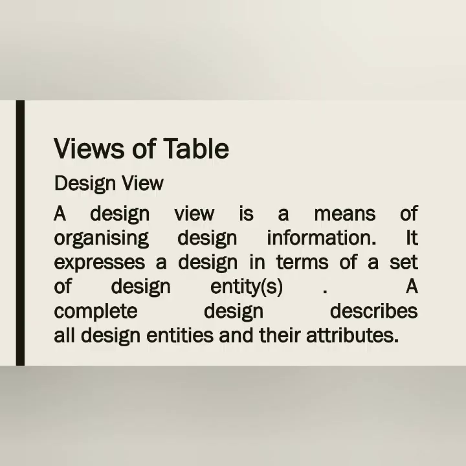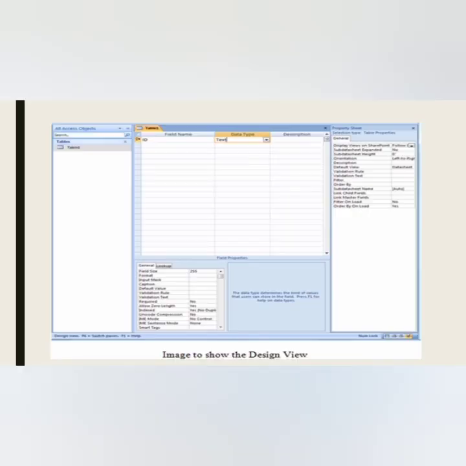Now, views of a table. There are basically two types, design view and datasheet view. So what is design view? A design view is a means of organizing design information. It expresses a design in terms of a set of design entities. A complete design describes all design entities and their attributes. So you can see this image showing design view.